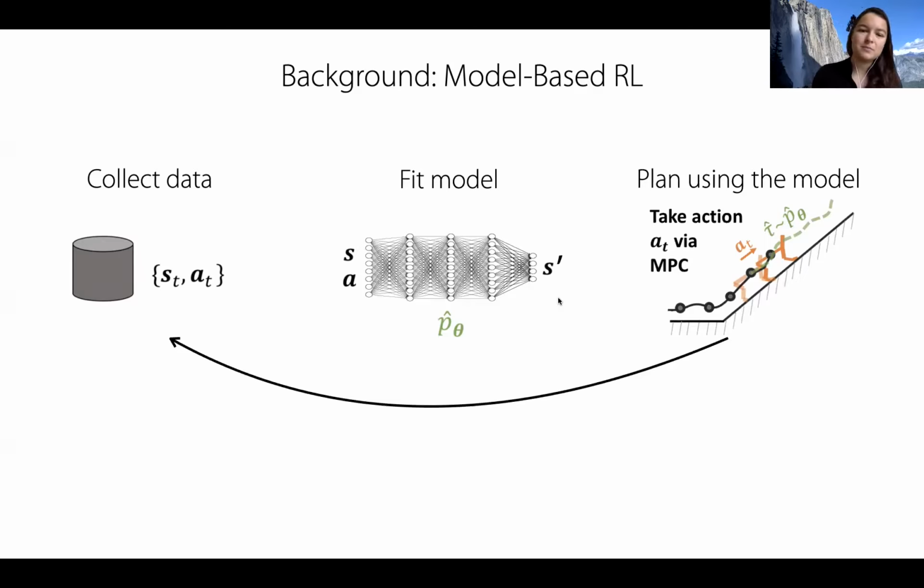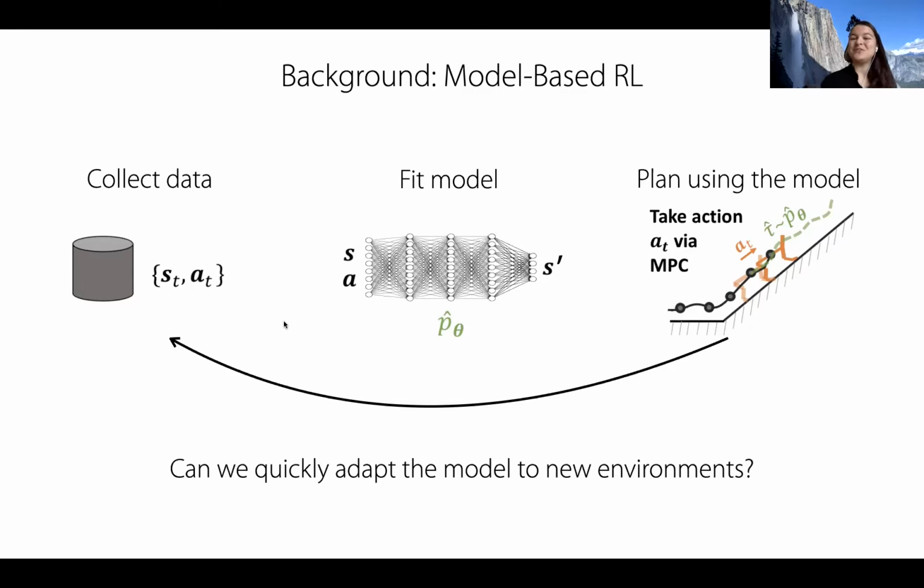And then we repeat this process, adding data that we collected with planning back to our data set so that we can continue to improve our model. Now, model-based RL is a nice framework for allowing agents to solve a number of different tasks, assuming that you can fit a good dynamics model to all of your data.